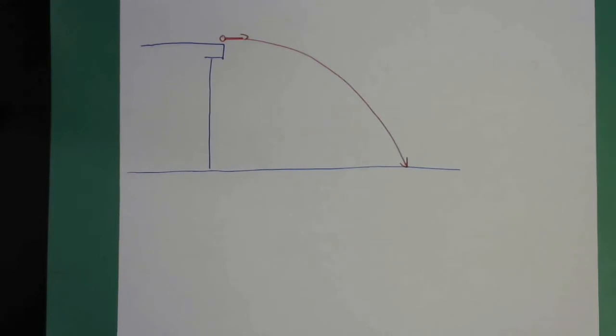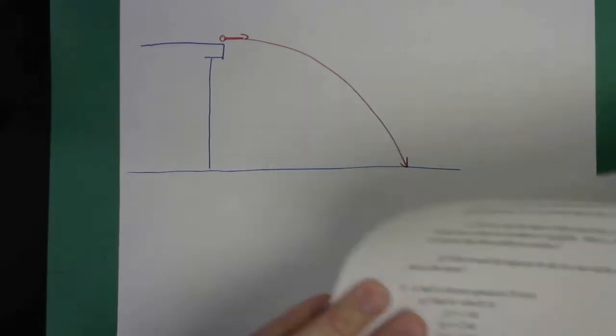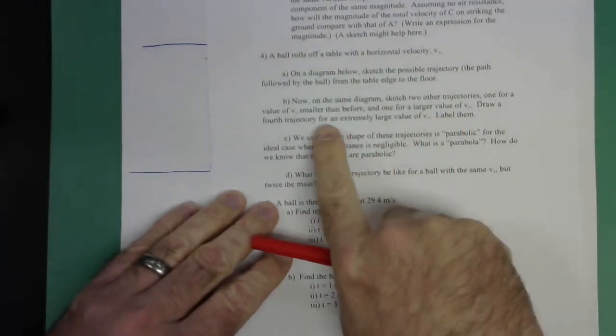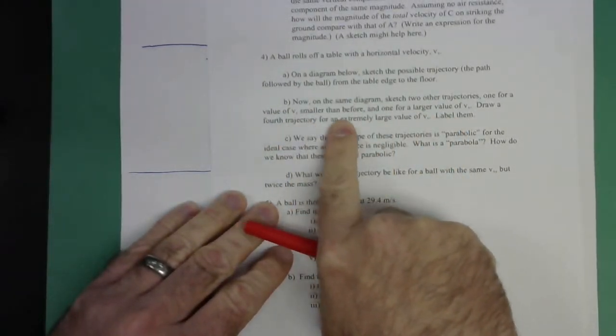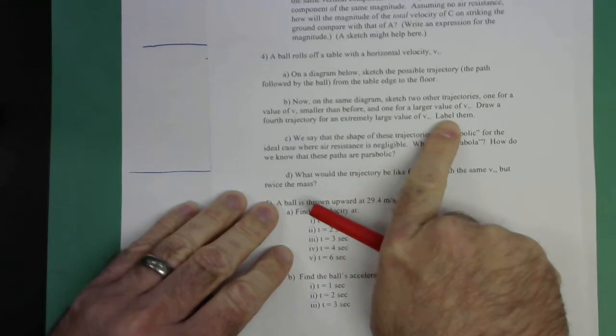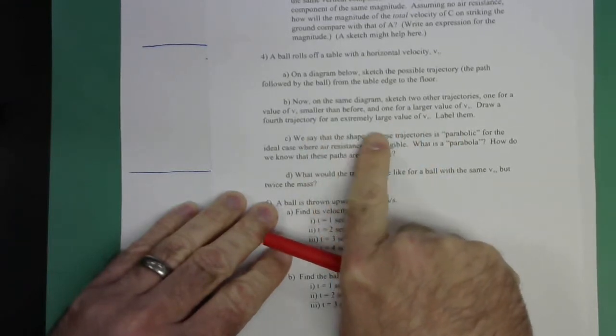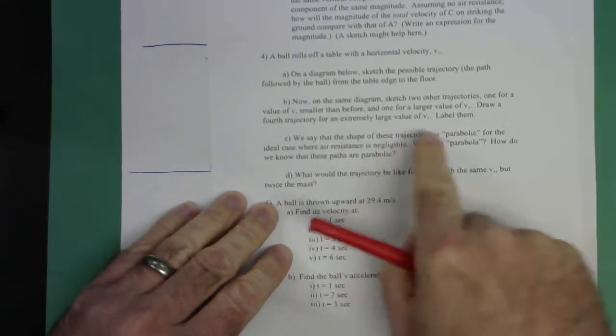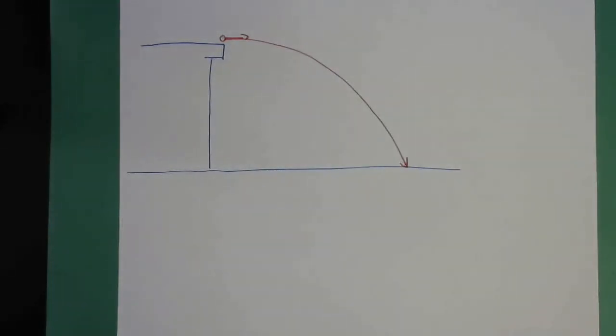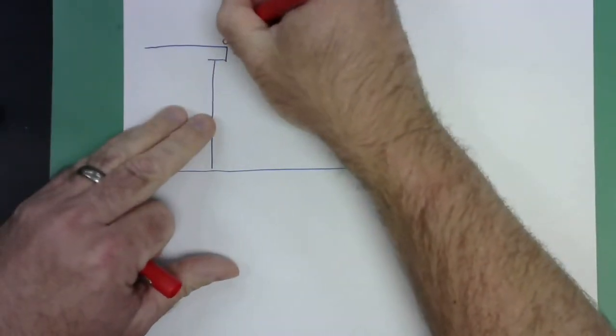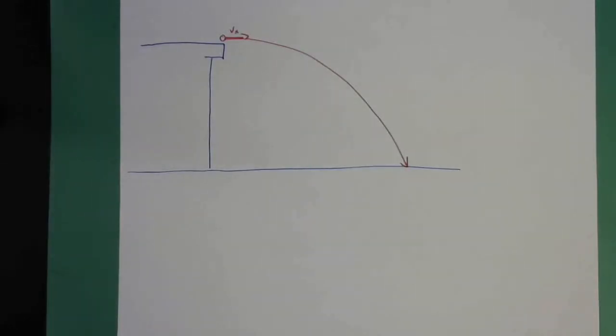So then we go ahead and say part B. Now on the same diagram, sketch 2 other trajectories. One for a value of Vx that's smaller than before, and one for a larger value of Vx. And then draw a 4th trajectory for an extremely large value of Vx and label them. And so we say, okay, this was Vx there, right? That initial horizontal velocity. But I'm going to go ahead and draw a few more.